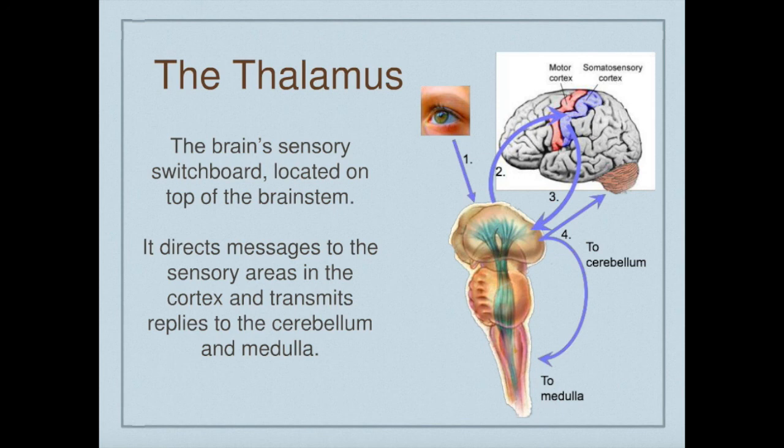The thalamus we talked about being the switchboard of the brain, and any sensory or motor information that enters or leaves the brain goes through the thalamus. So really, really important.